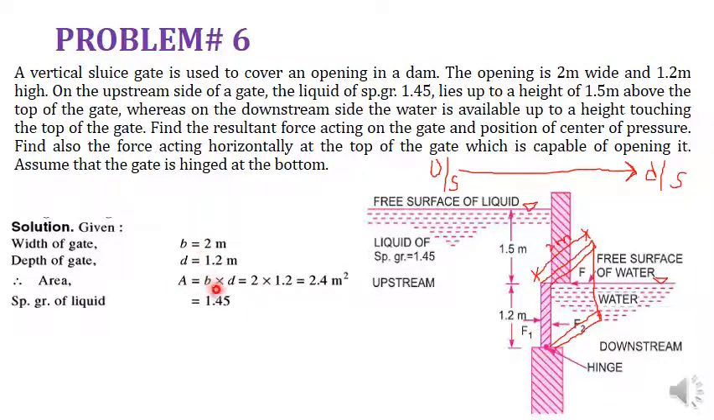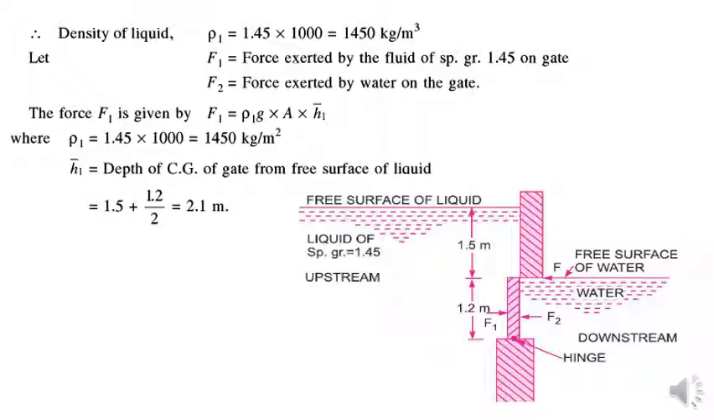So starting from the solution, we have width of the gate 2 meters. Depth of the gate 1.2 meters. Area, you can calculate if width and depth both are with you. W into D, it will be 2.4 meters square. Specific gravity of the liquid on upstream side. That is very important. You can add over here.